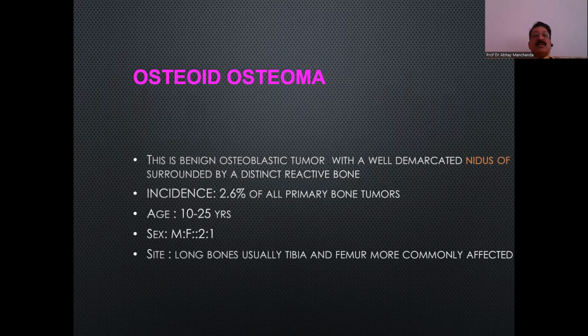Incidence is 2.6% of all the primary bone tumors is osteoid osteoma, which is a fairly common tumor. Usual age is 10 to 25 years. Usually males are involved with a ratio of 2:1. The site usually affected is tibia and femur, more commonly affected.